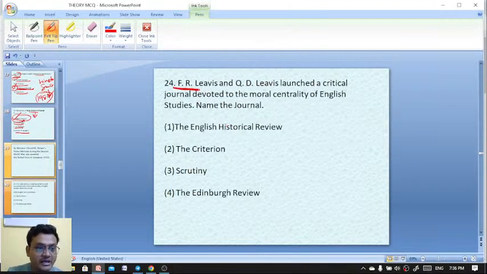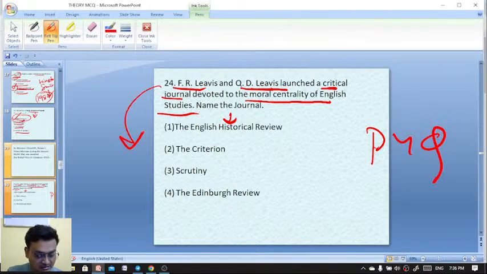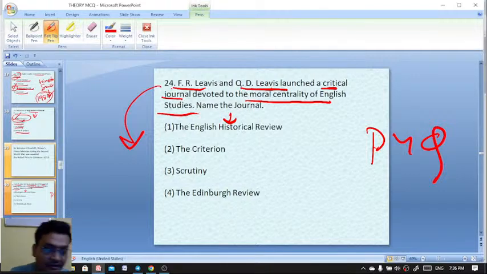F.R. Leavis and Q.D. Leavis launched a critical journal devoted to the moral centrality of English studies. Name the journal. PYQ of NET. What was the journal that F.R. and Q.D. Leavis were associated with? The English Historical Review, the Criterion, Scrutiny, the Edinburgh Review.